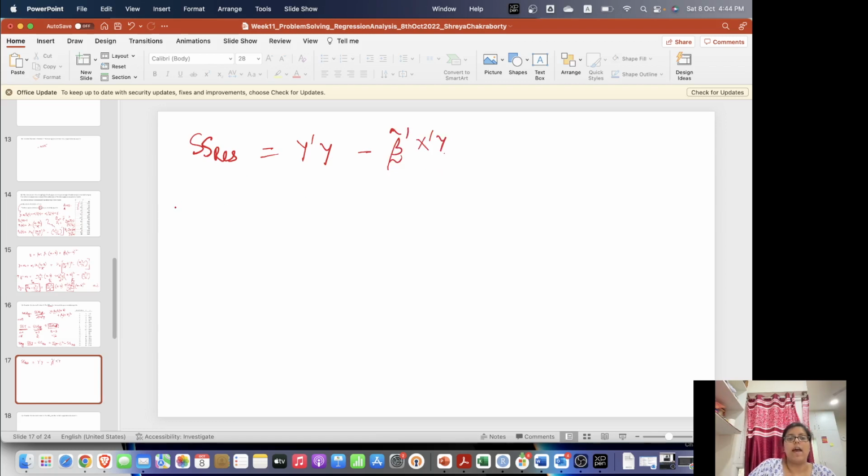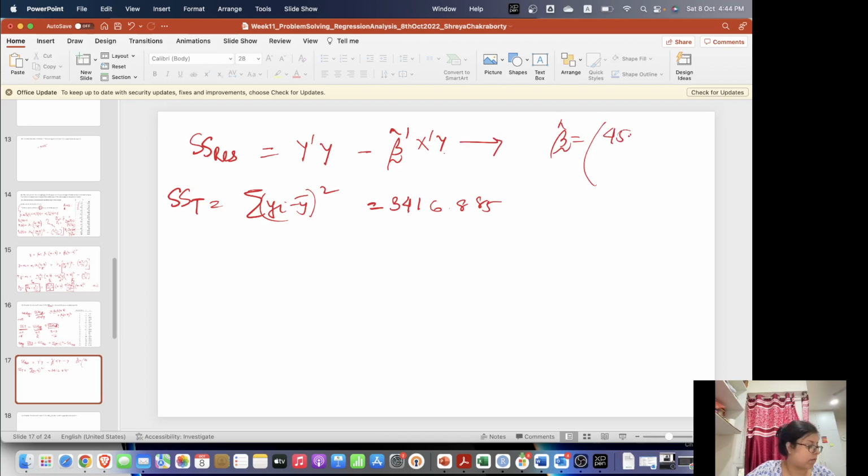Okay, and SS total is summation yi minus y bar whole square. So this thing comes out as 3416.885, and this thing, see, we have the beta hat values. No, beta naught was 45.295, 2.546 minus 0.635.